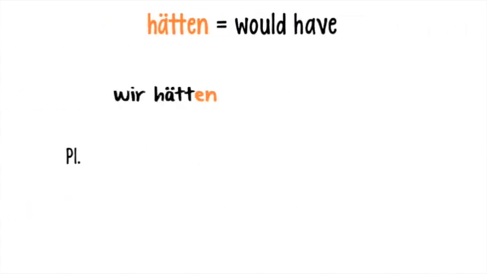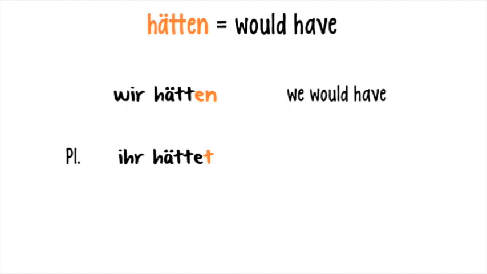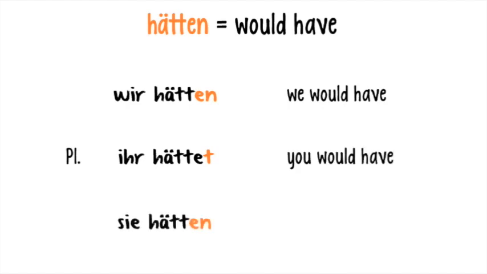Wir hätten, we would have. Ihr hättet, you would have. And sie hätten, they would have. Wir hätten, ihr hättet, sie hätten.